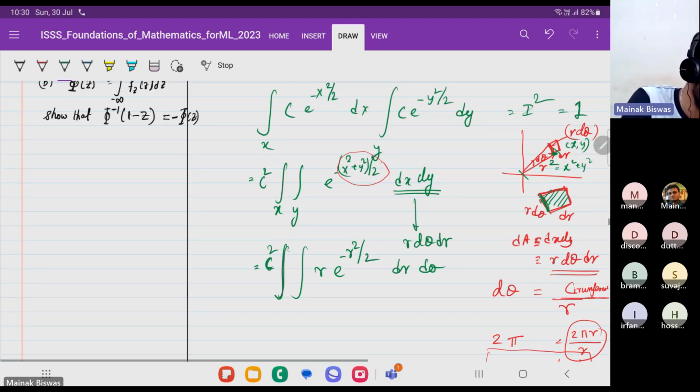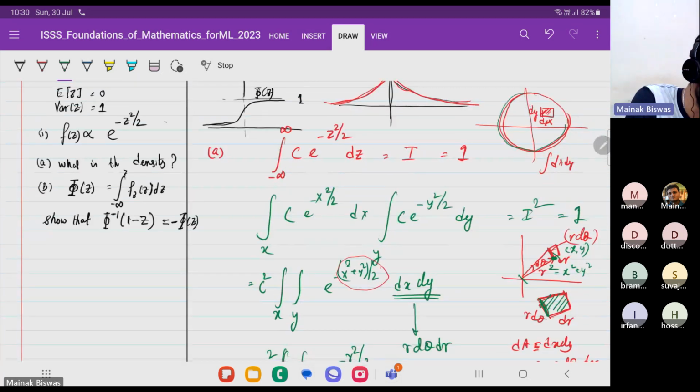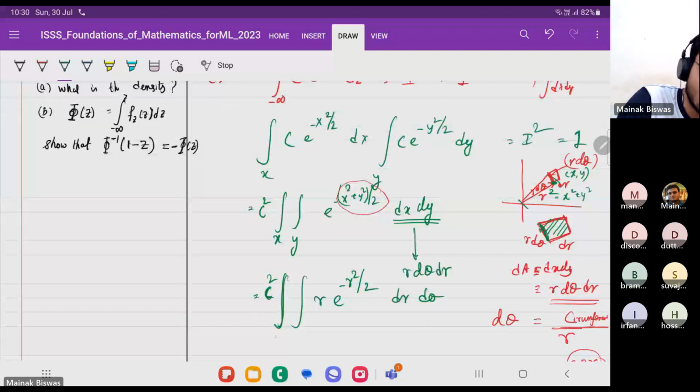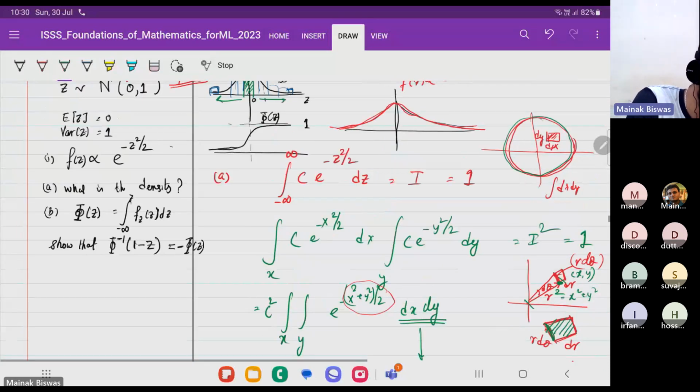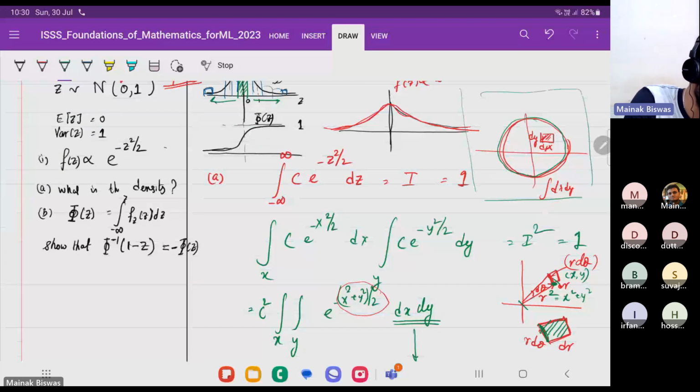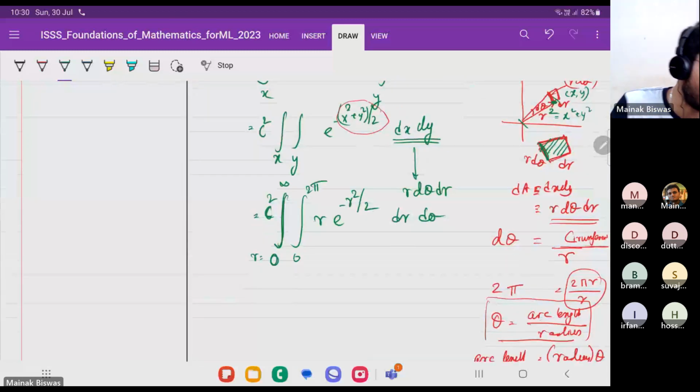To get the entire disk, what will be the range of r and theta? To get the entire Cartesian plane, r is from 0 to root of x square plus y square, so r is from 0 to infinity. Because x is from minus infinity to infinity, y is from minus infinity to infinity. If we want to get everything here, r will be greater than 0, and theta will be between 0 and 2 pi, right? For a particular r, you will be doing that.